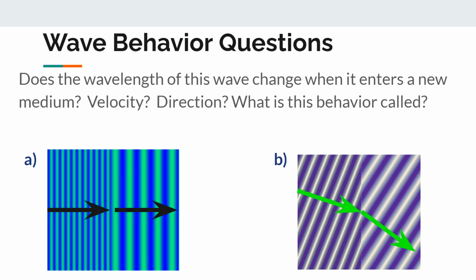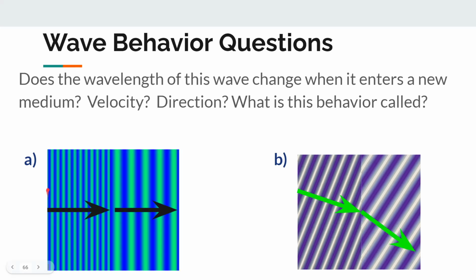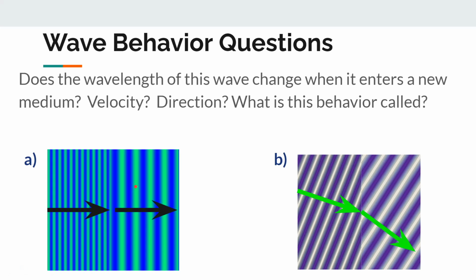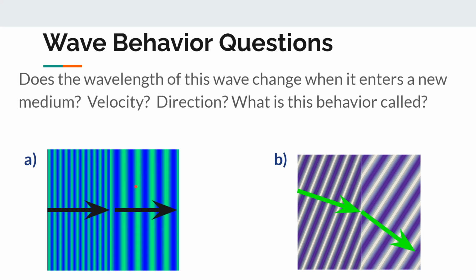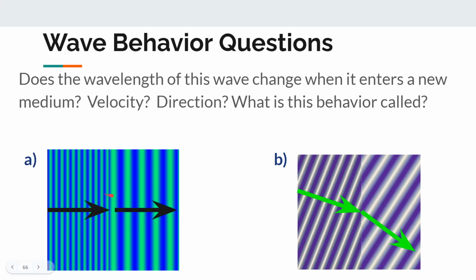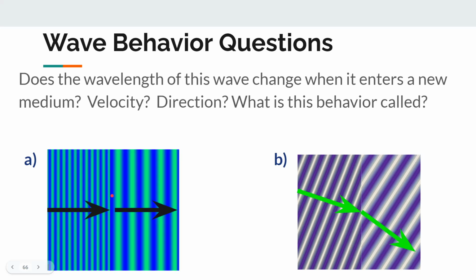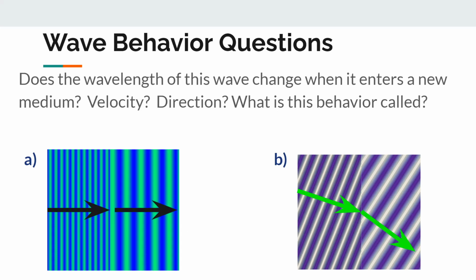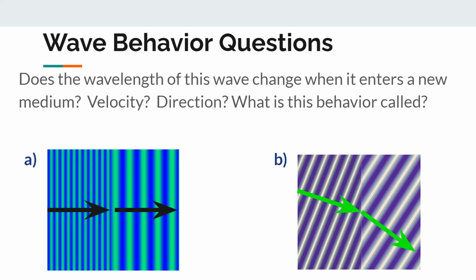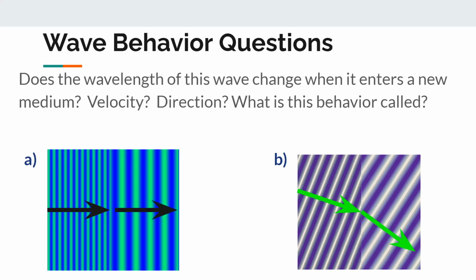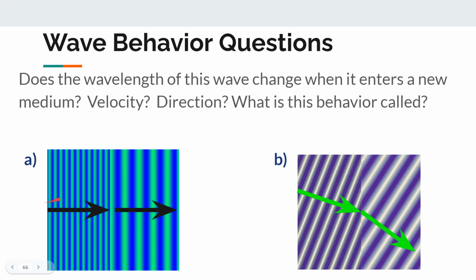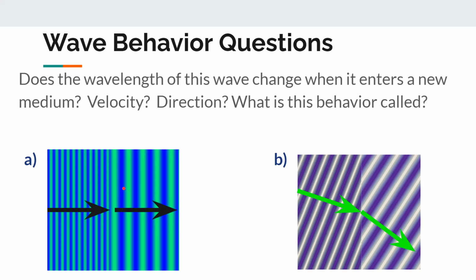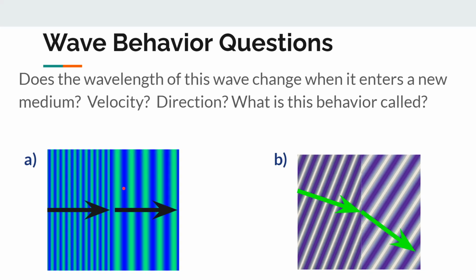If you look at image A, it definitely speeds up whenever it goes into this new medium. But the front of the wave reaches the medium before the back of the wave, so the front of the wave speeds up, and the back of the wave is still moving slower until it reaches the medium also, and then it also speeds up. But what that causes is a change in the wavelength. It gets stretched out. That's why it looks different over here than over here.